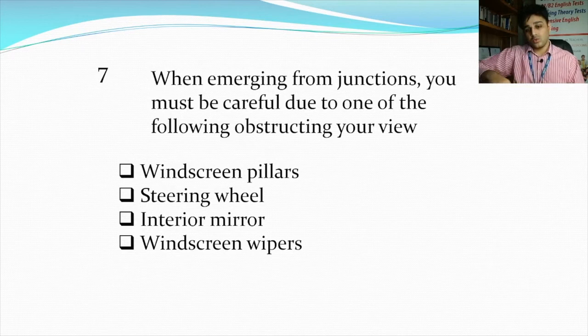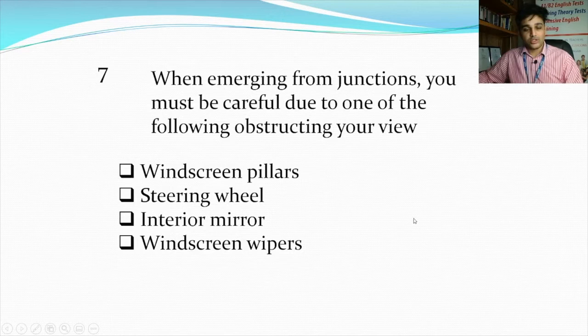So when emerging, coming out from a junction, is just a side road. When coming out of a side road, you must be careful due to one of the following obstructing you: windscreen pillars, which is the pillar on the side, I'm going to show you a picture; steering wheel; interior mirror; windscreen wipers. The correct answer is windscreen pillars.